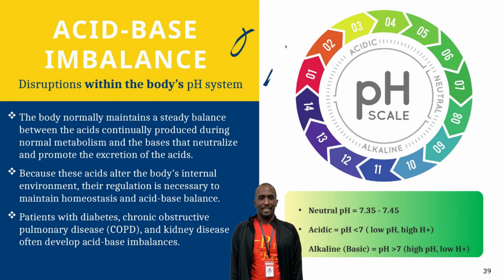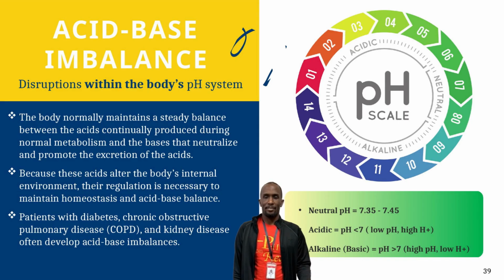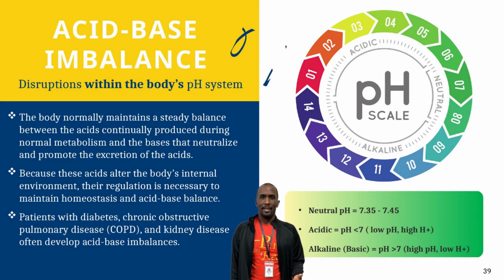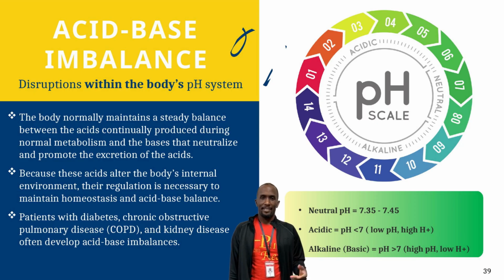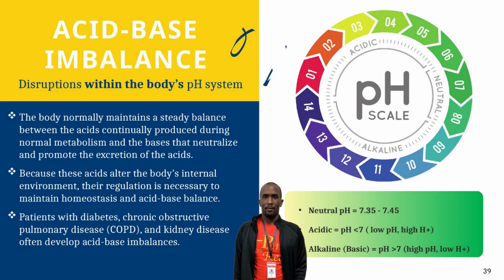The body maintains a delicate pH balance crucial for homeostasis. Acids from metabolism are neutralized by bases. Disruptions, common in diabetes, chronic obstructive pulmonary disease, and kidney disease, lead to imbalances. A neutral pH ranges from 7.35 to 7.45. Below 7 is acidic, indicating high hydrogen ion concentration, while above 7 is alkaline with low hydrogen ion concentration.